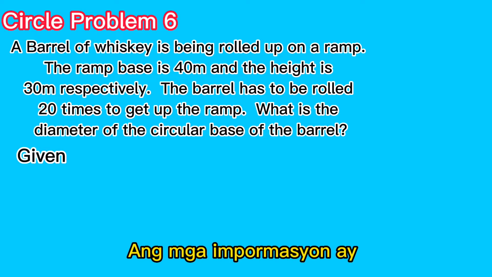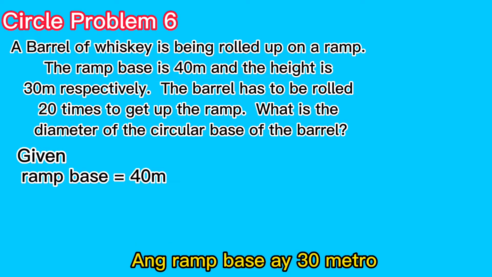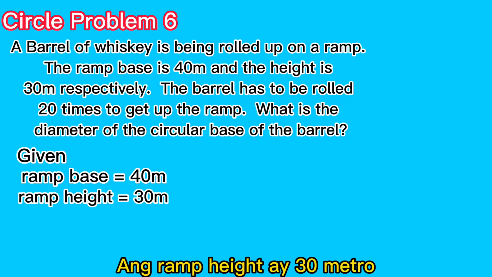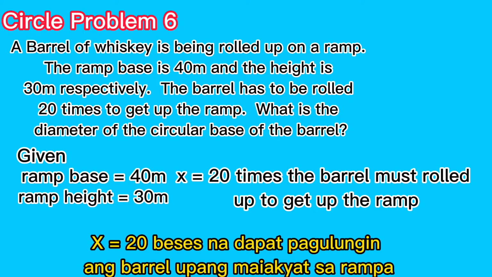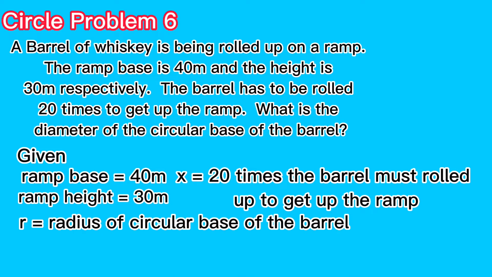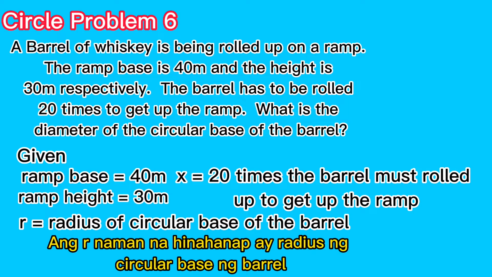Given data are: ramp base equals 40 meters. Ramp height equals 30 meters. X equals 20, the number of times the barrel must be rolled to get up the ramp. Unknown: R equals the radius of the circular base of the barrel.